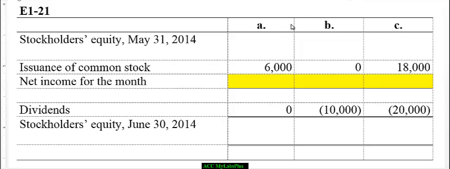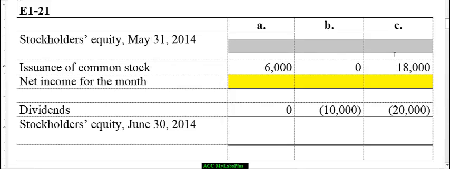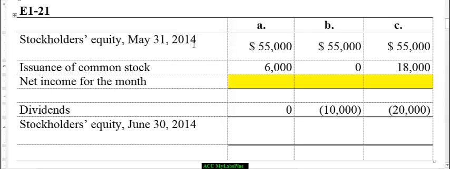So we're looking at three separate situations, but regardless of the situation we're looking at, at the end of May, we're going to have shareholders' equity at $55,000 given the same information of May 31st, total assets $177,000, total liabilities $122,000.